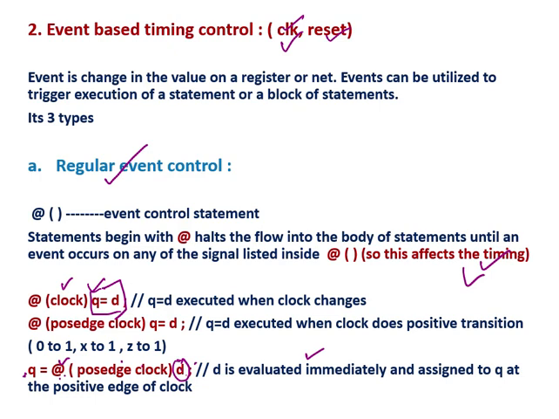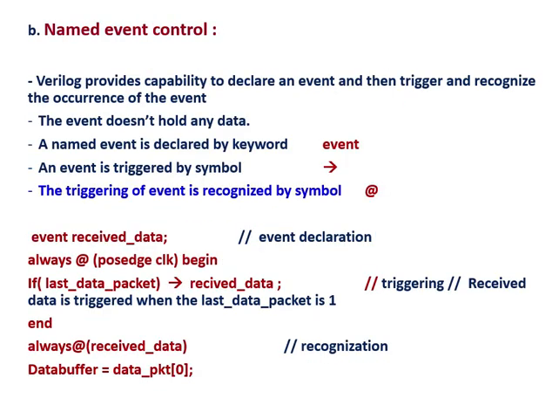Then the next one is named event control. And what is this one? Verilog provides the capability to declare an event and then trigger and recognize the occurrence of that event. The event doesn't hold any data. A named event is declared by a keyword, so we use the keyword called event. This is not user defined, it is a predefined keyword.